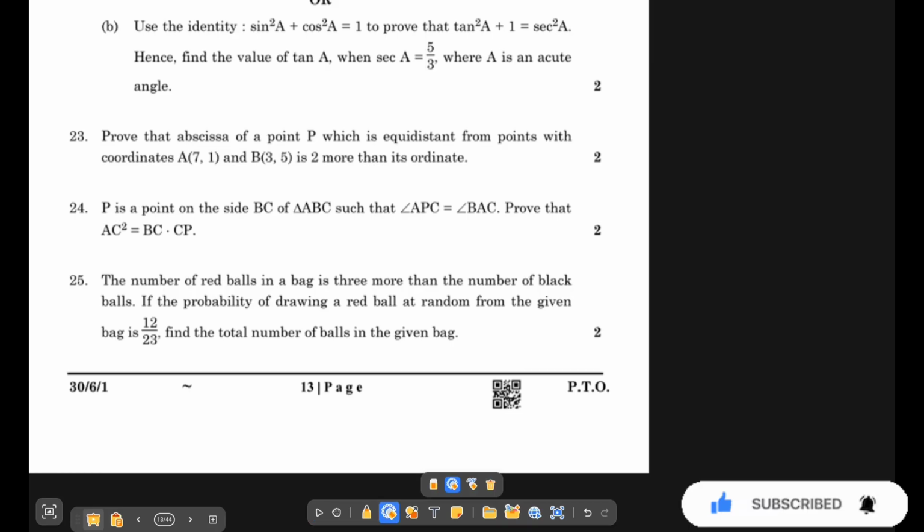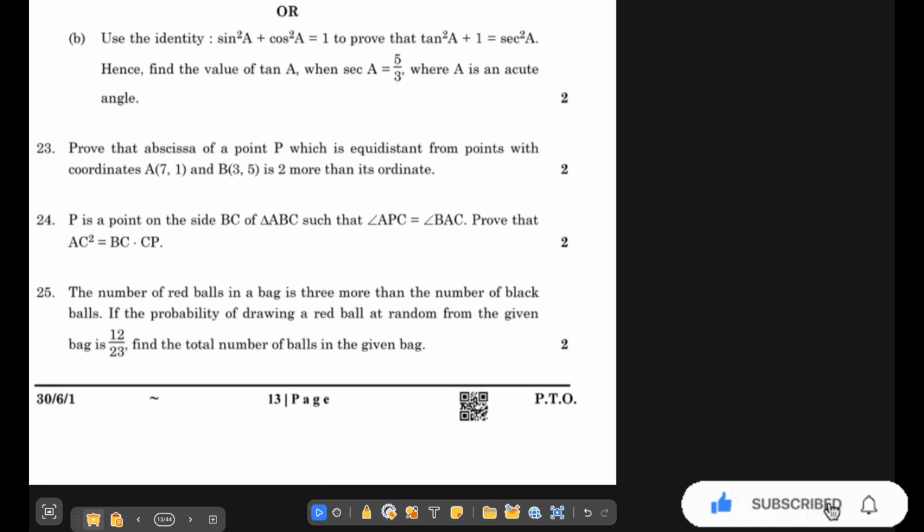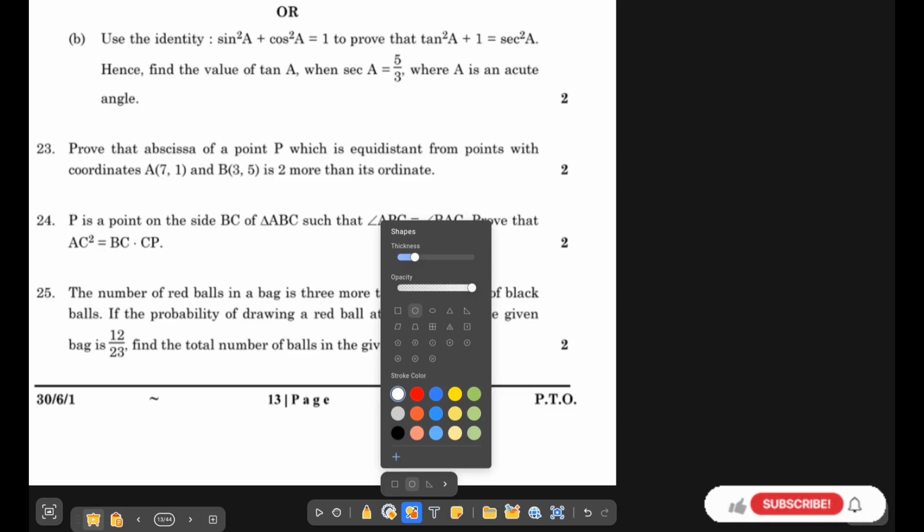Now the 23rd question is, sorry, the 24th question. P is a point on the side BC of triangle ABC such that angle APC equals angle BAC. Prove that AC square equals BC into CP. So let's draw the triangle. There is a triangle ABC. It is not given that triangle ABC is a right angle triangle.